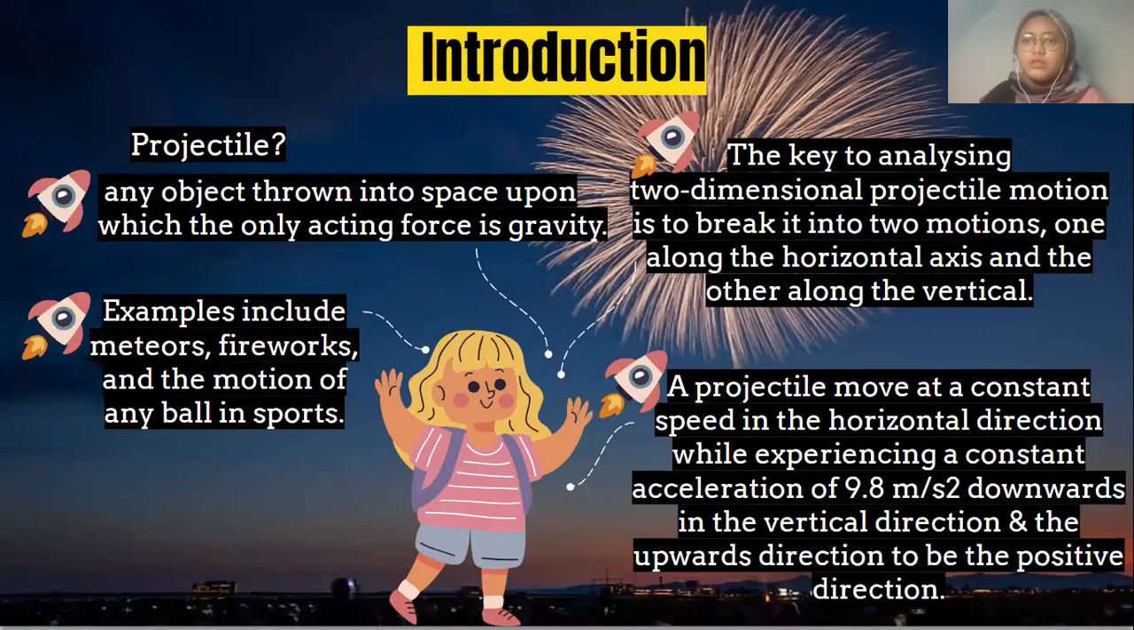The key to analyzing two-dimensional projectile motion is to break it into two motions, one along the horizontal axis and the other along the vertical. A projectile moves at a constant speed in the horizontal direction while experiencing a constant acceleration of 9.8 meters per second squared downwards in the vertical direction, with the upwards direction being the positive direction.